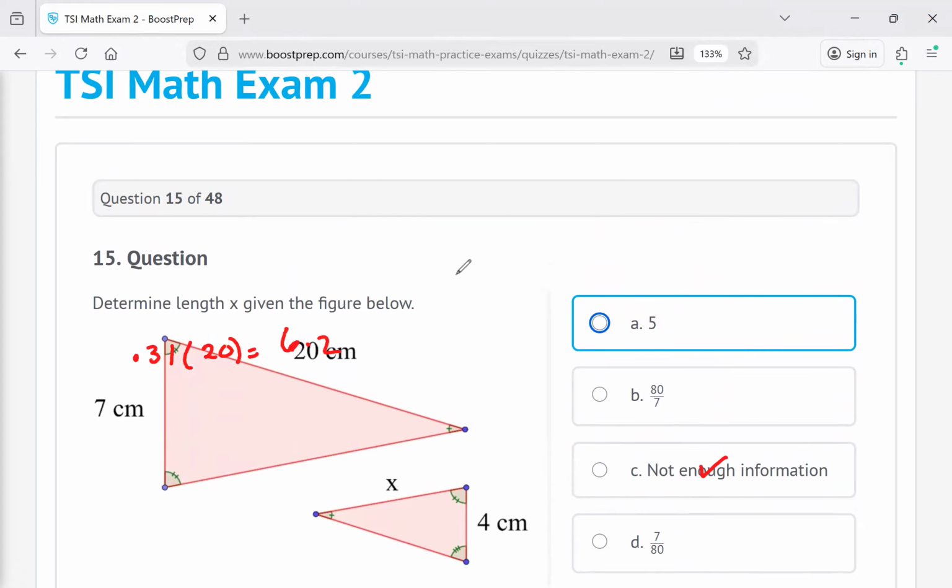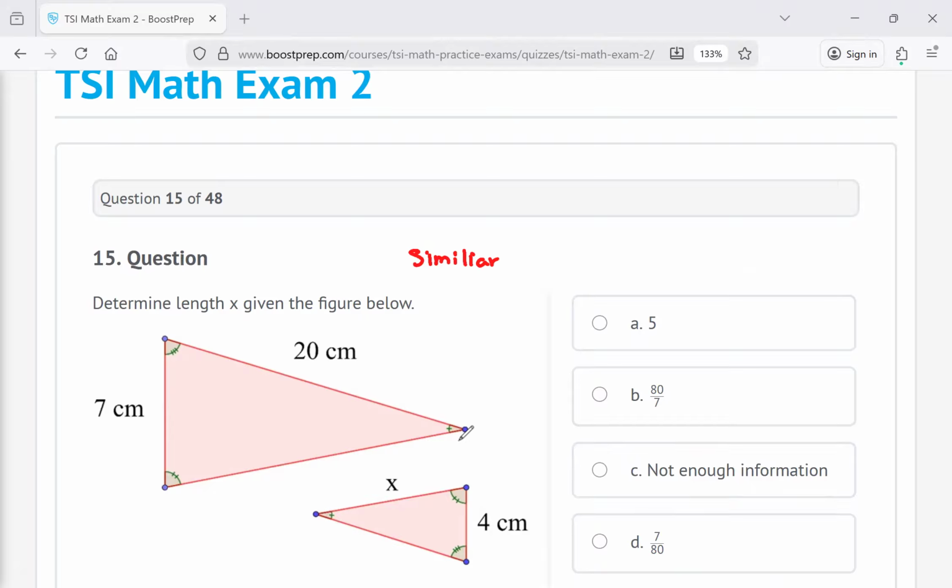Determine the length of x given the figure below. So here we have these triangles, and in this bigger triangle, what can we say about these triangles? I think we can say they're not congruent because they're not the same size and shape, right? But I could say they could be similar. That's my guess. Why do I say they're similar?